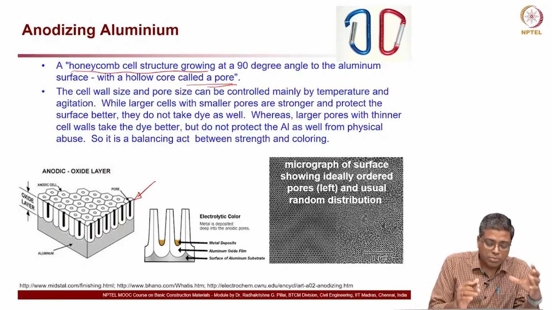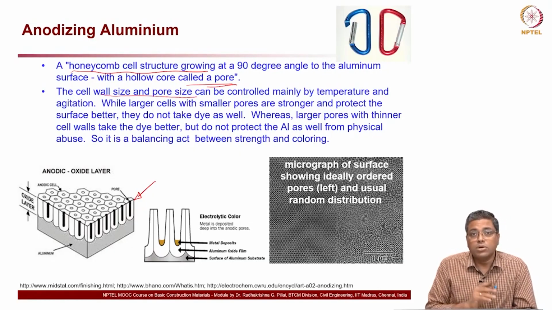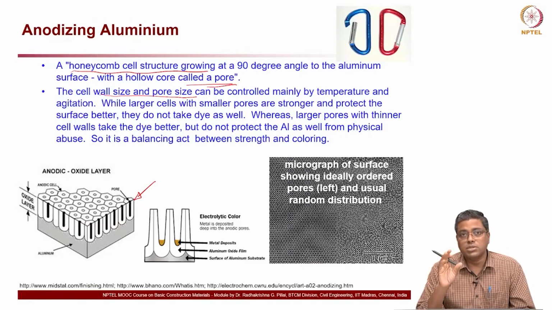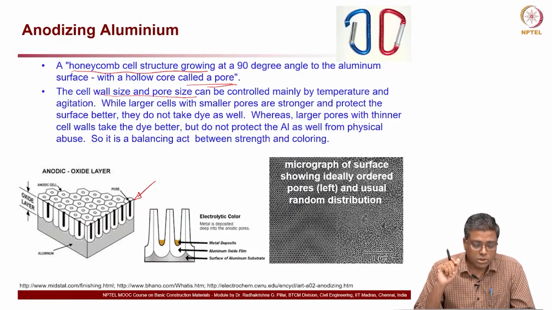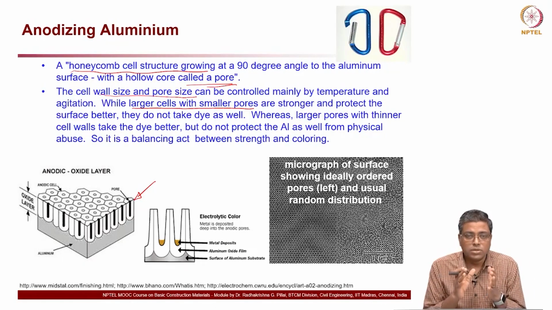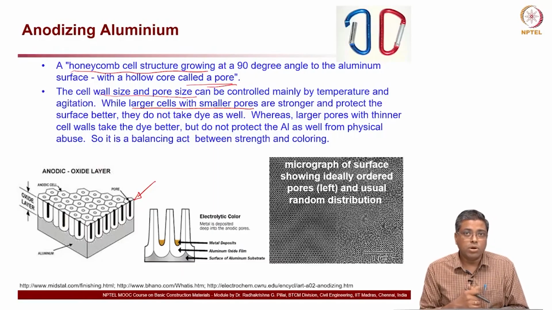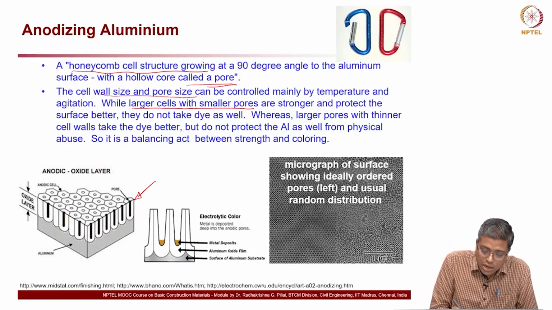But now the relationship between the cell wall size and the properties. The cell wall size and the pore size can be controlled mainly by temperature and mixing of the solution, or agitation. Now, large cells with small pores are stronger and protect the surface better, but do not take the dye as well. In other words, large cells, so let us say I am going with a cell like this, and let us say I have a pore like this.